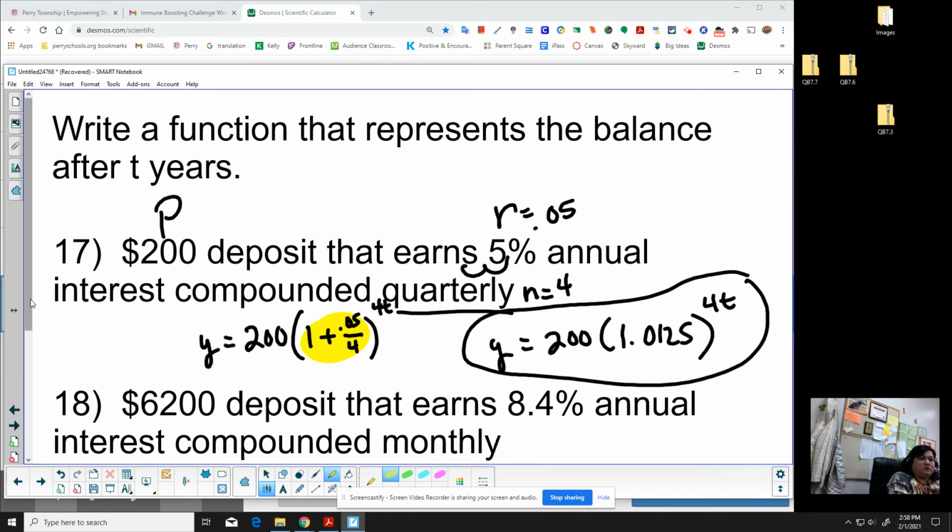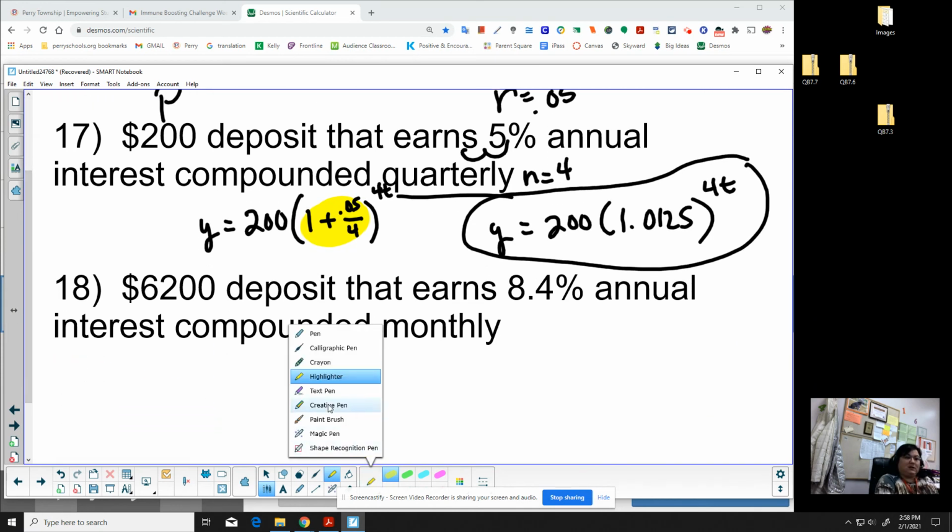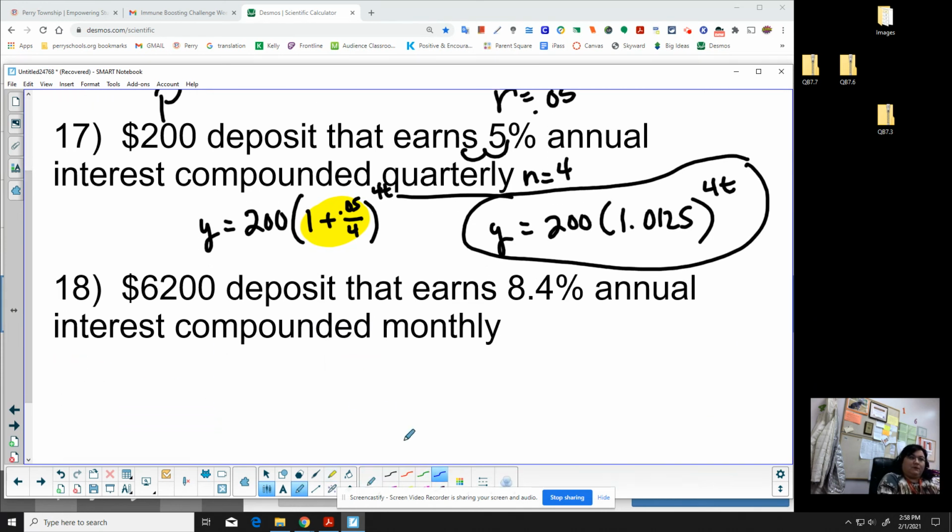Okay, so press pause and try 18. See what you come up with there. So 6,200 would be my A, or actually it's my P, my initial amount, my principal. Deposit that earns 8.4, that's my R. Move the decimal up twice. And it's compounded monthly, so my N is 12.